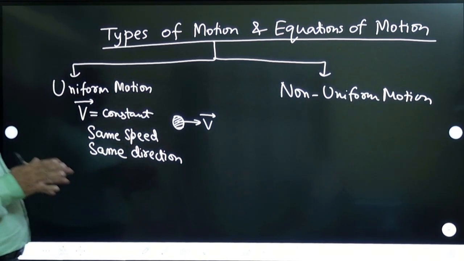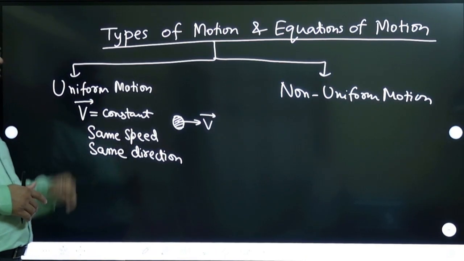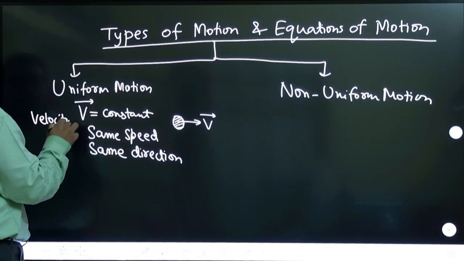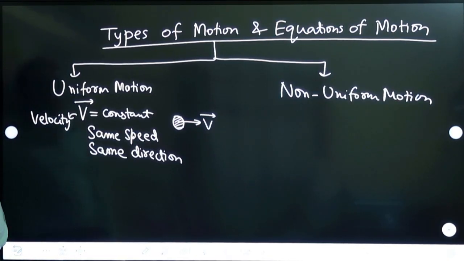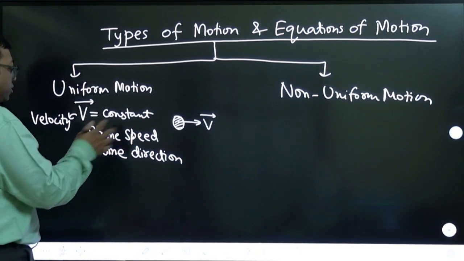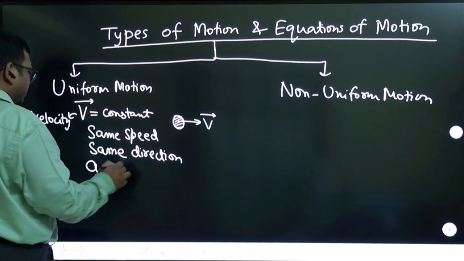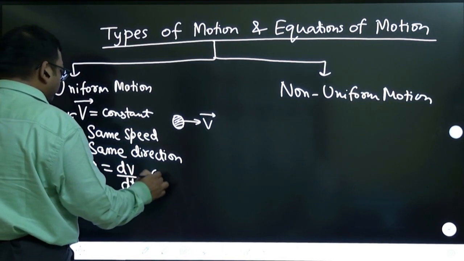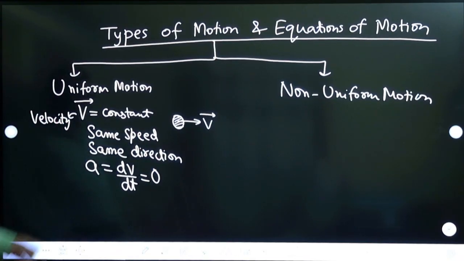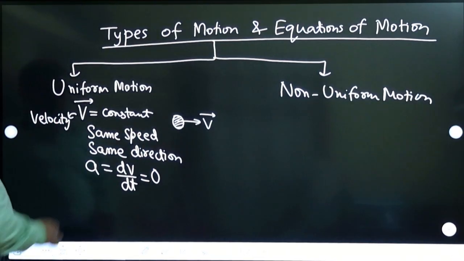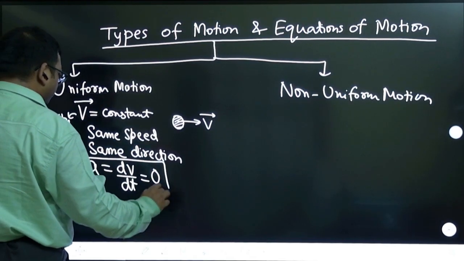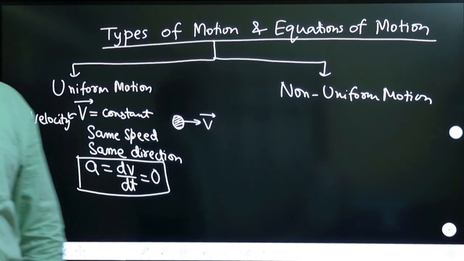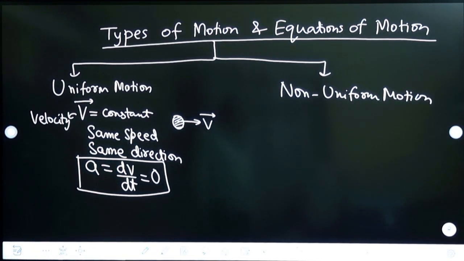Okay, so motion can be uniform, which means velocity is constant. V means velocity. V vector means velocity vector. So if velocity is constant, you should note that acceleration is dv by dt. So if velocity is constant, acceleration is 0, because the differentiation of a constant is 0. So if acceleration is 0, it is a uniform motion. Acceleration 0 means uniform motion.